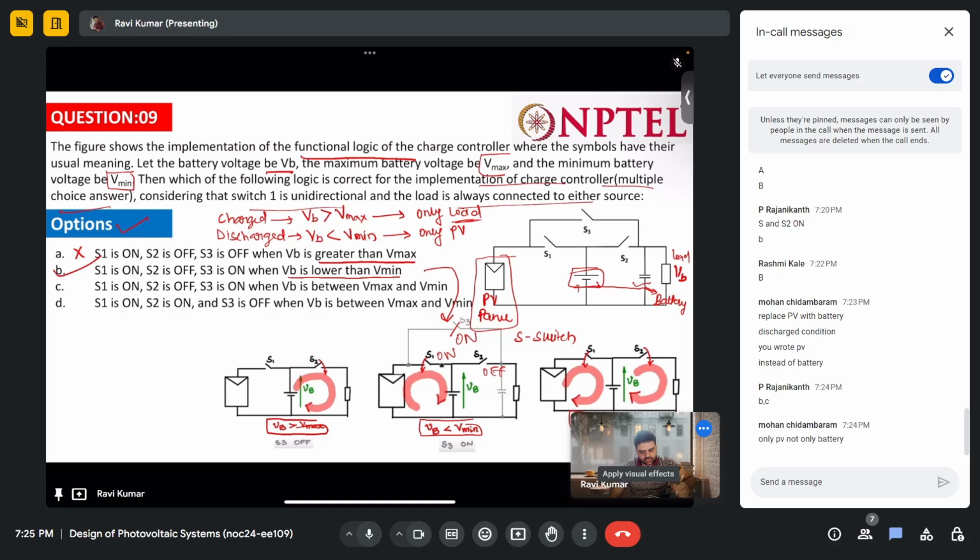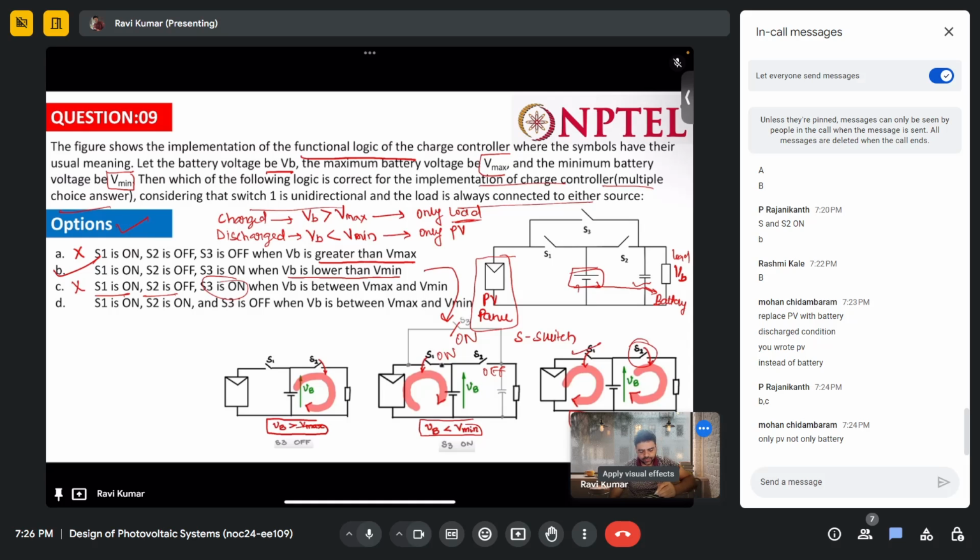Now let's see C. S1 is on. Yes. S2 is off. S2 is off. This S2 is on here. S3 is off here. So no, C is not the right answer.